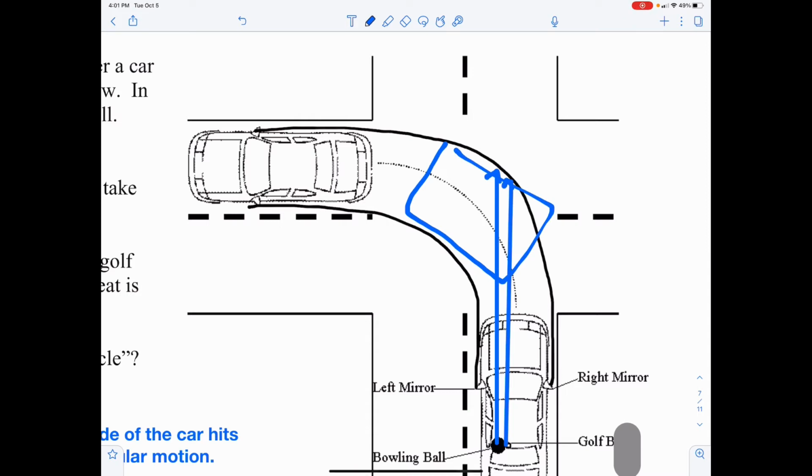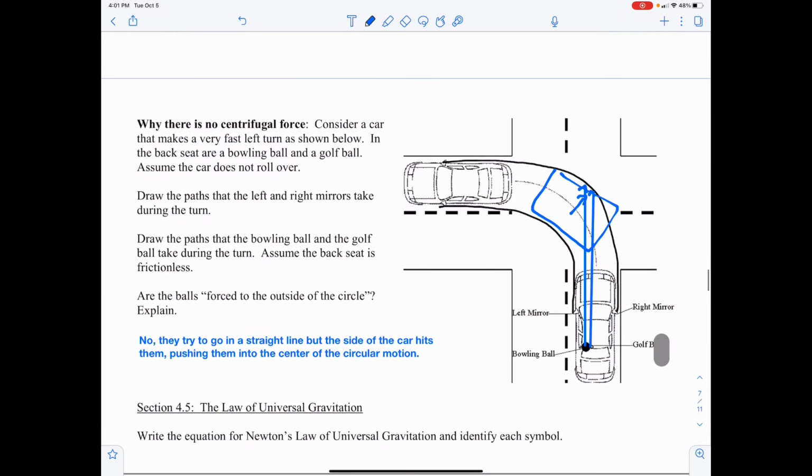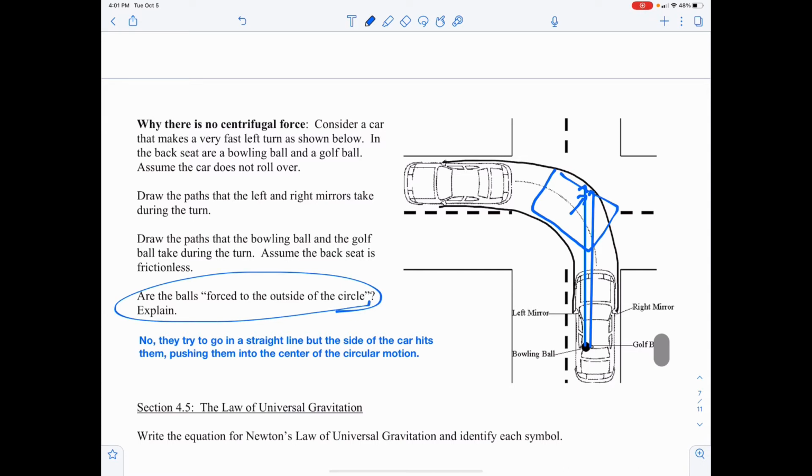making that turn, it appears as though the balls are being forced to the right, towards the right rear door. Just like it appears as though a person in the passenger seat is being forced to the right into the door during an abrupt left turn. The reality is far different. There is no force that's pushing anything to the outside of the circle. Are balls being forced to the outside of the circle? No, they're not. Basically, this is due to the inertia of the objects.